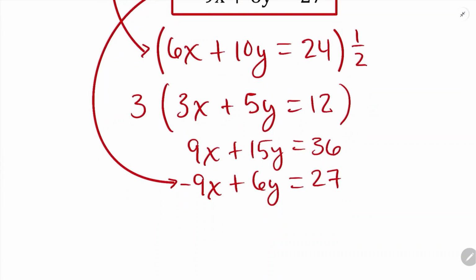When I combine these equal things with these equal things, I get new equal things. 9x and negative 9x is 0. 15y and 6y is 21y. And on the other side of that, I've got 36 plus 27. I know that 6 and 7 is 13. I'm going to carry the 1. That's 3, 4, 5, 6. I think I get 63.